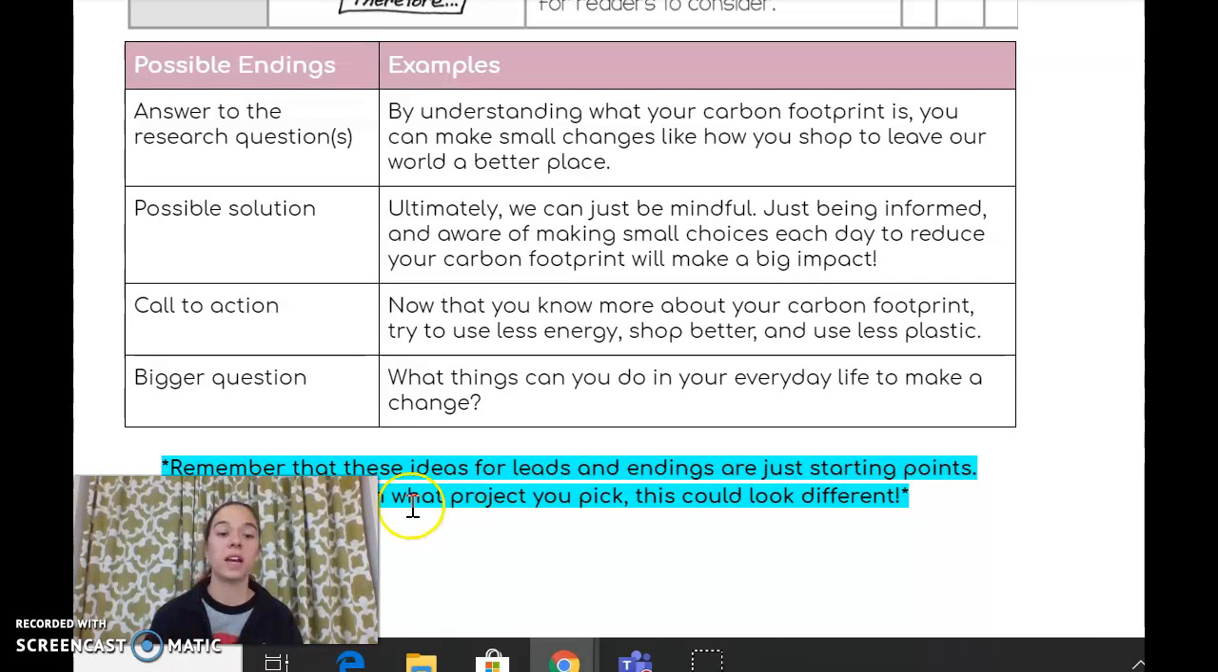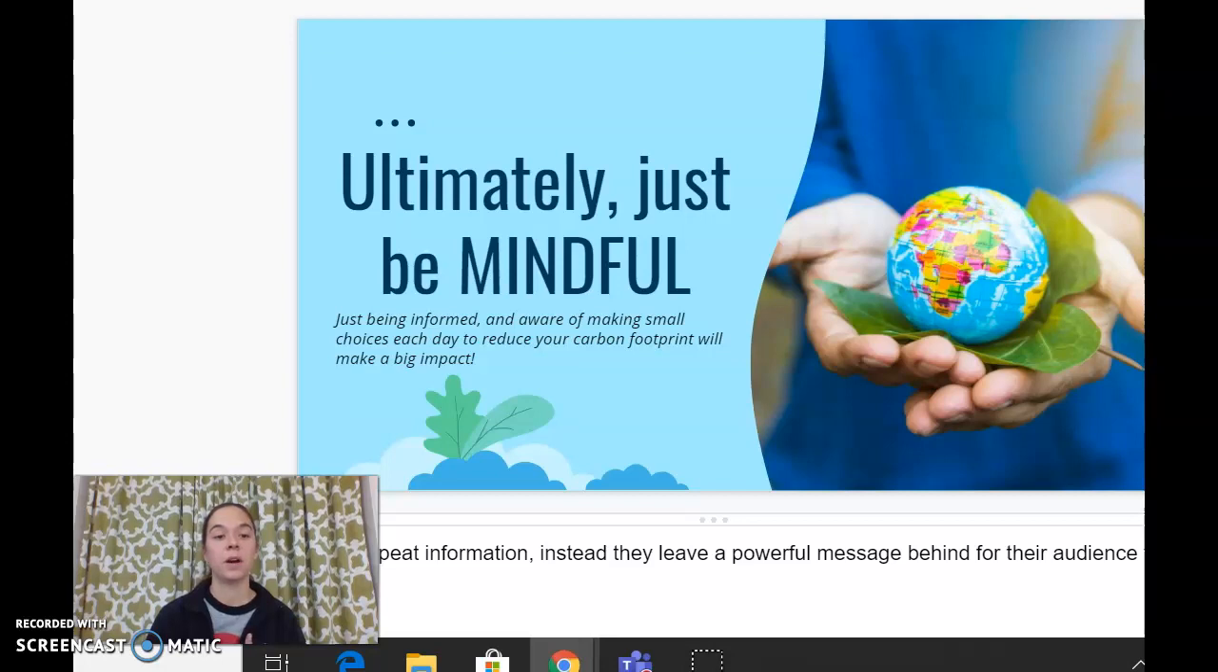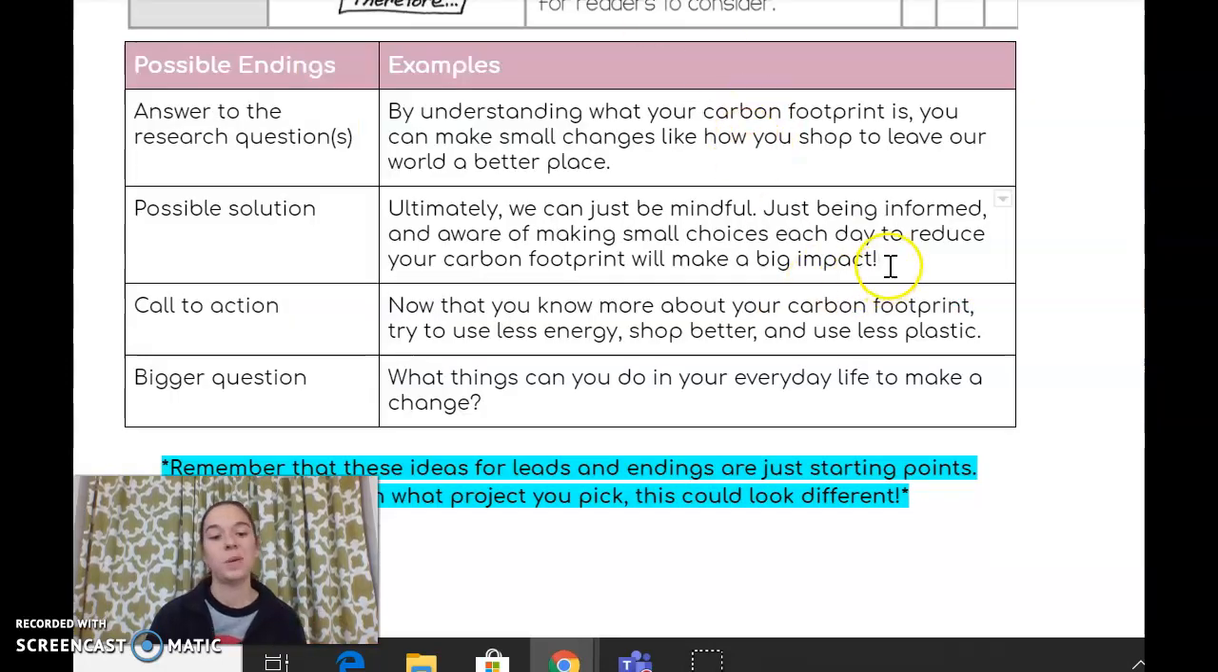So you could answer some of the questions with some restated information like we've talked about. So by understanding what your carbon footprint is, you can make a small change like how you shop or leave the world a better place. So it wraps up all three questions in one statement there to remind your reader. Okay? Possible solution, I just read you that one from our sample project. It's saying just be mindful, right? I also called that a call to action. Those ones are pretty similar.